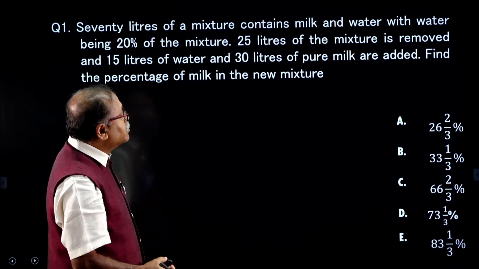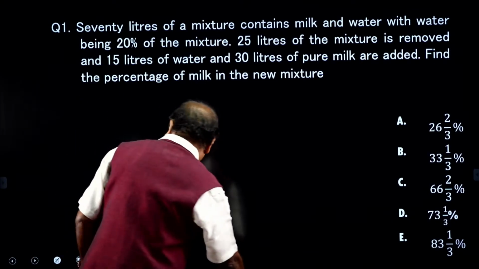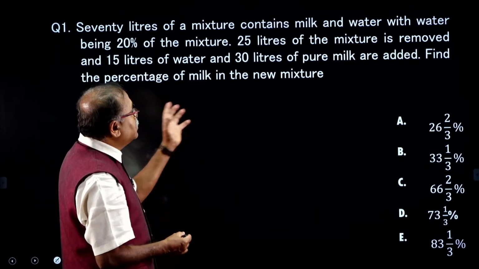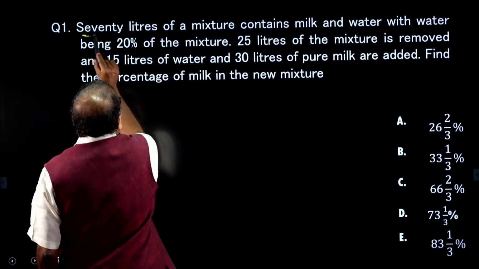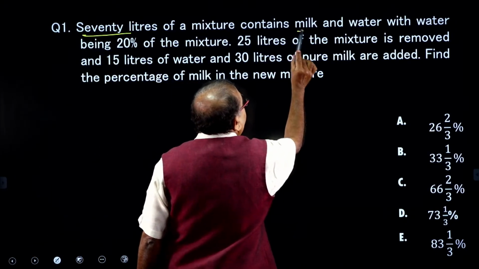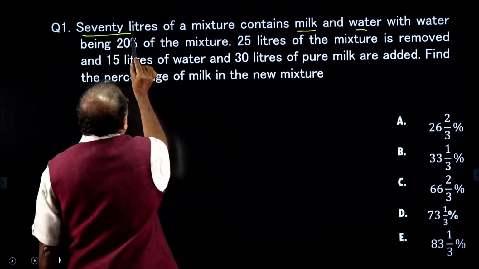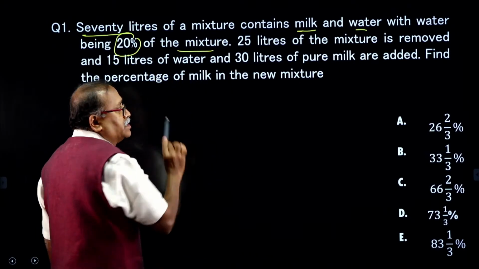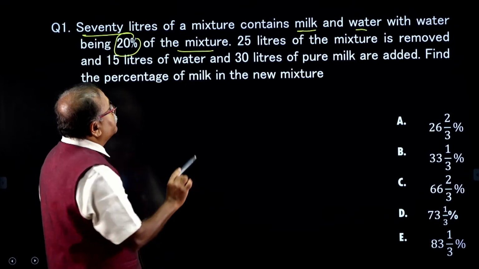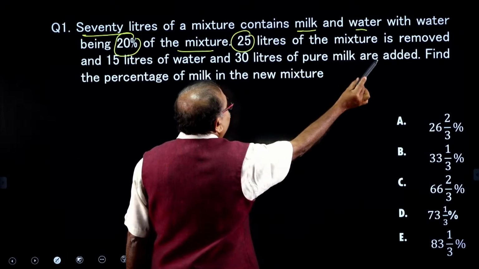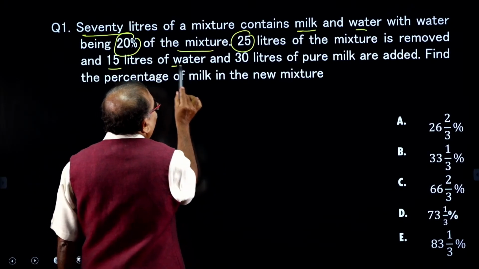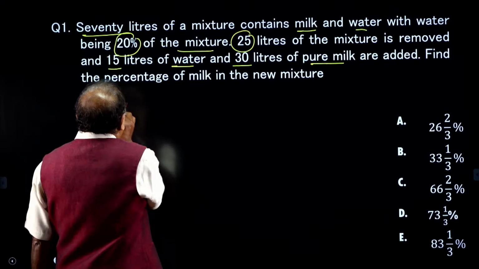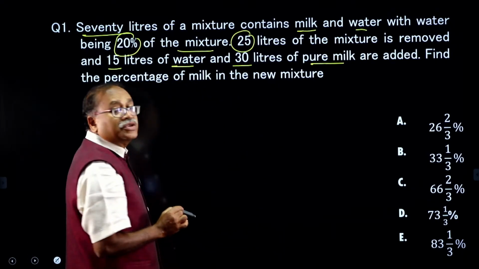The next question on the board is this. Now, one question comes from this chapter, and sometimes it is confusing if it is given in this nature. 70 liters of mixture containing milk and water, with 20% of the mixture being water. It is a straight question. Now, 25 liters of the mixture is removed and 15 liters of water and 30 liters of pure milk are added. Now, find the percentage of milk in the new mixture.